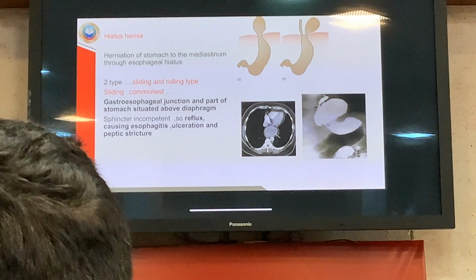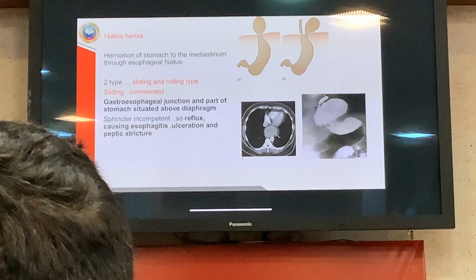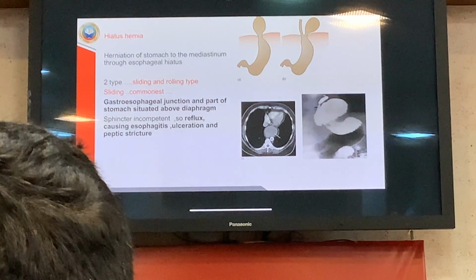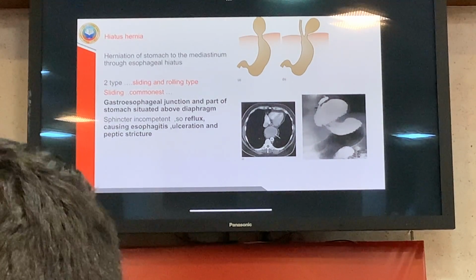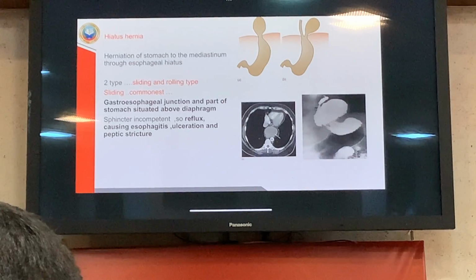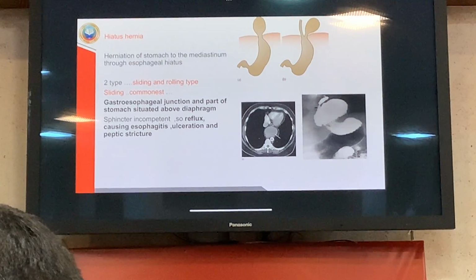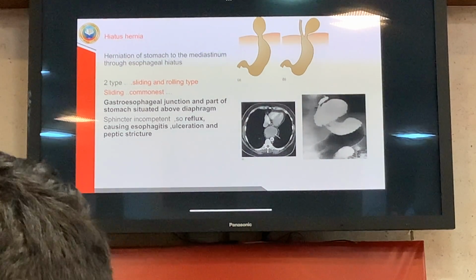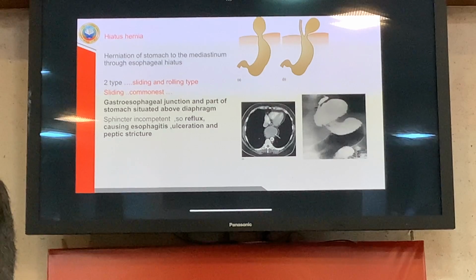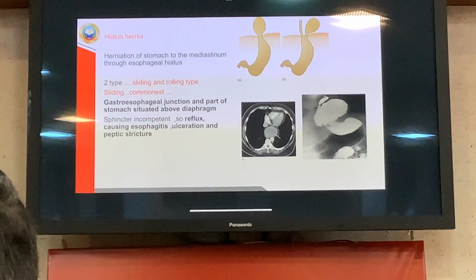Hiatus hernia. We have two types of the hernia. Herniation of the stomach to the mediastinum. We have sliding and rolling type. The sliding type is the most common type, the gastroesophageal junction and part of the stomach situated above the diaphragm. Sphincter incontinence leads to reflux causing esophageal ulceration and peptic changes.